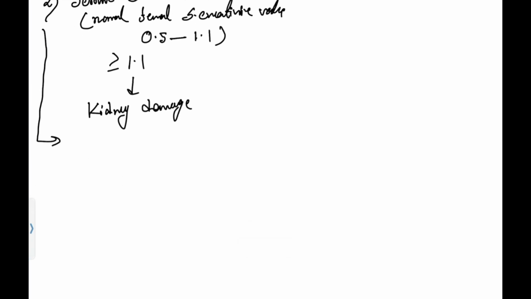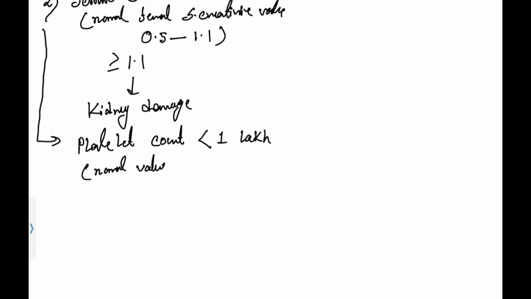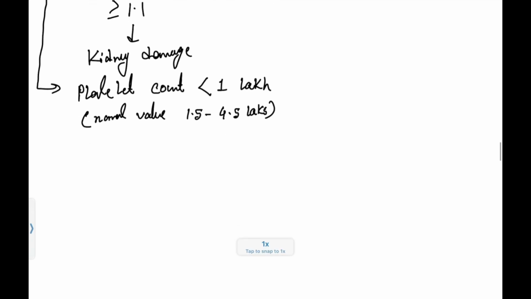Now coming to the third one, platelet count. Platelet count will be less than 1 lakh. So first find out the normal value. Normal platelet count will be 1.5 to 4.5 lakh approximately. Now see, the platelet count has severely decreased. That is also another sign that our body is having a low platelet count. Okay. Then another sign, this is the third.